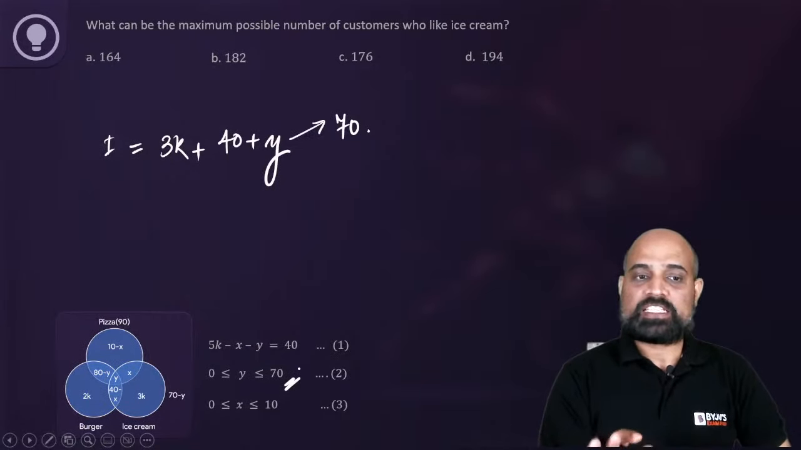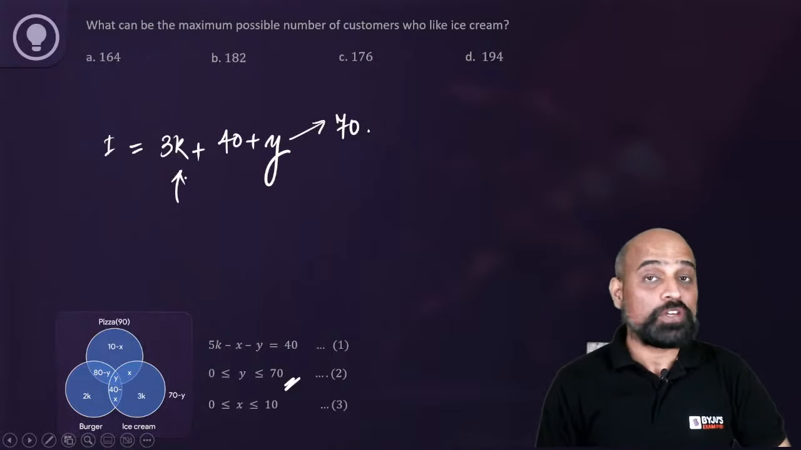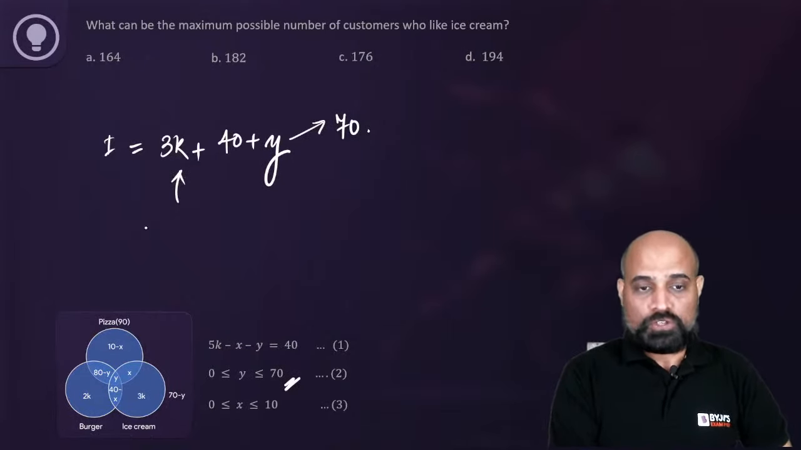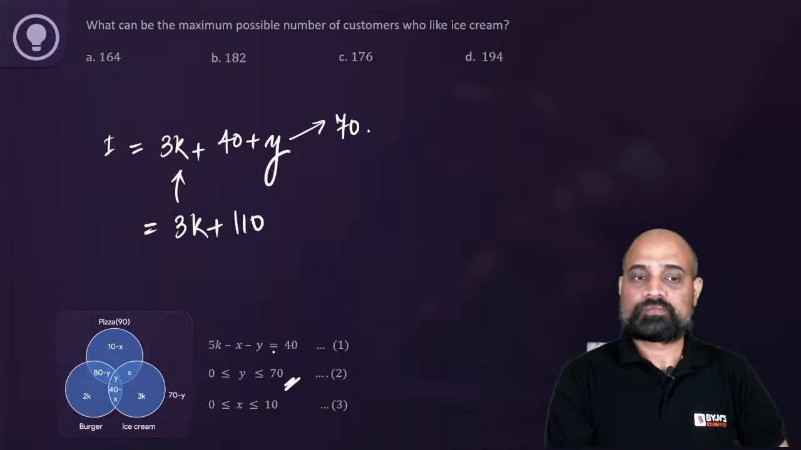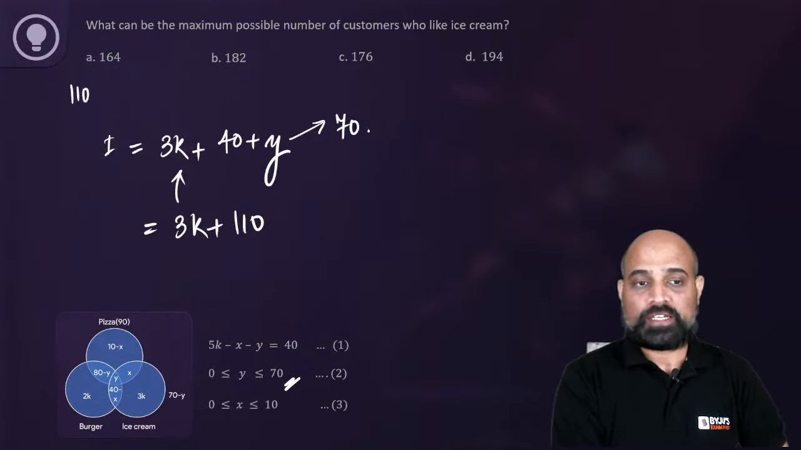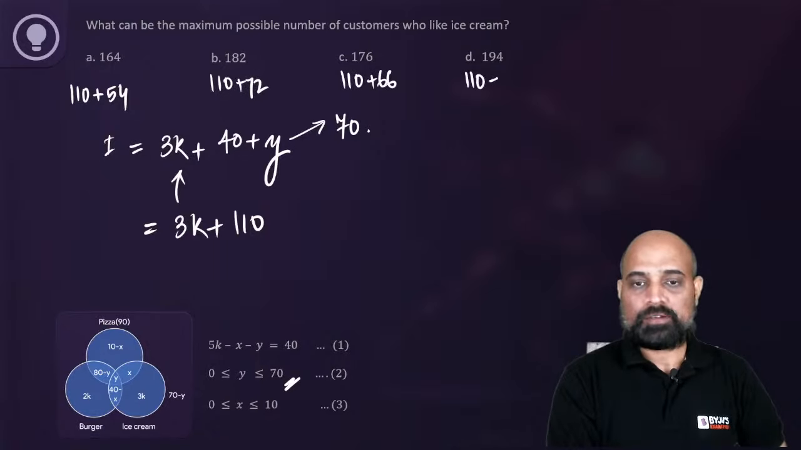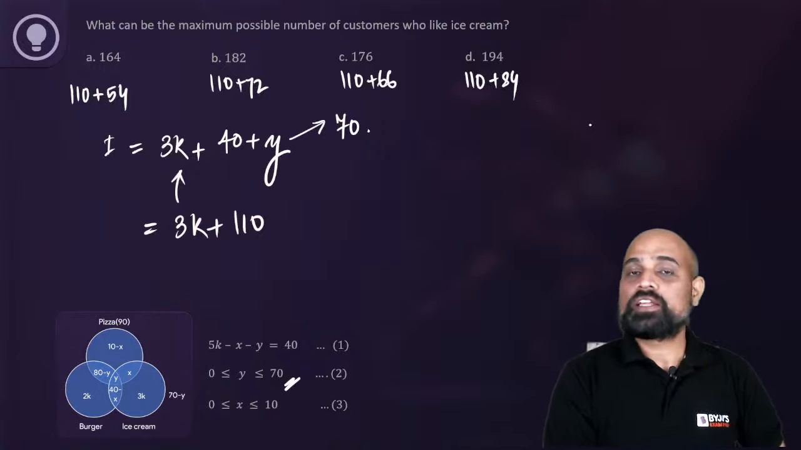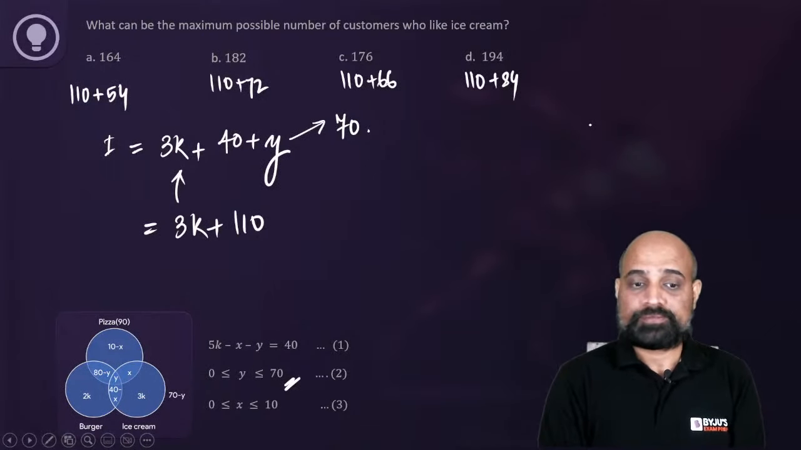If y is the maximum 70, what is the value of k that we can put? तो इसको देखो सिंप्लीफाई करोगे ना, you will get 3k plus 110. इसमें से कौन सा नंबर 110 प्लस टेबल ऑफ 3 होगा? For example, 164 can be written as 110 plus 54. 182 can be written as 110 plus 72, 110 plus 66, and 110 plus 84. So they all are in the table of 3k. Okay.